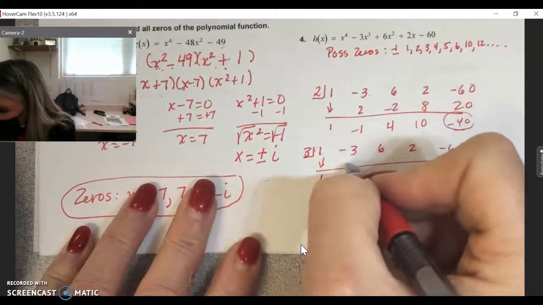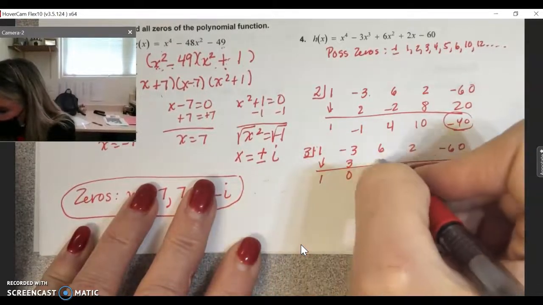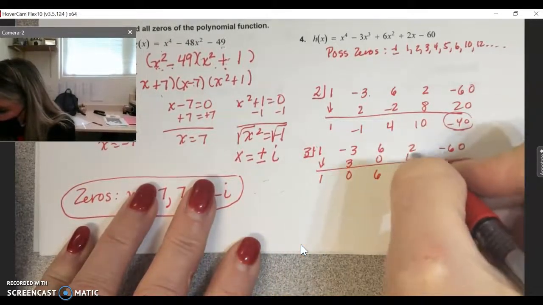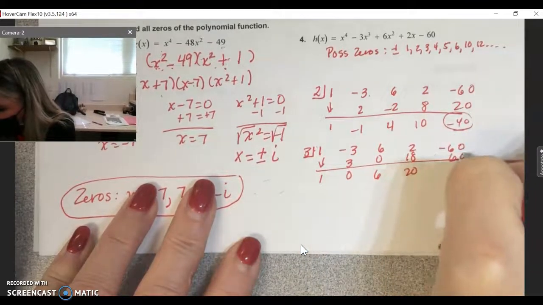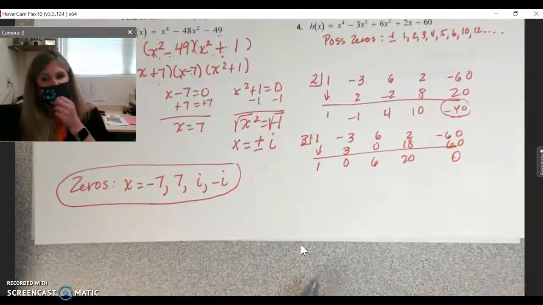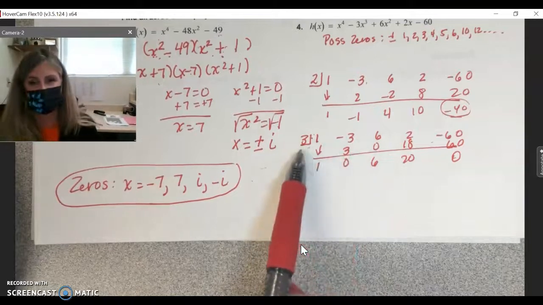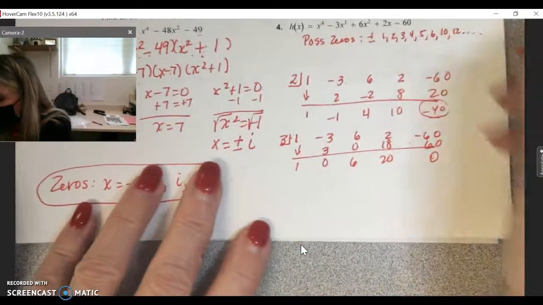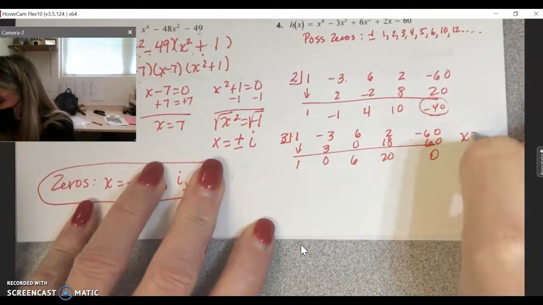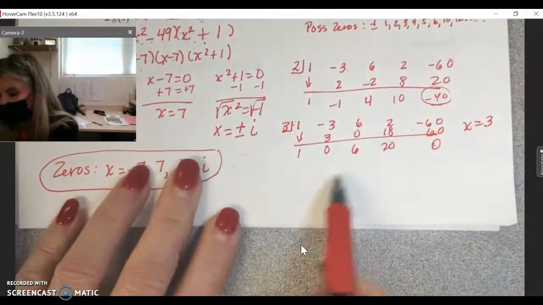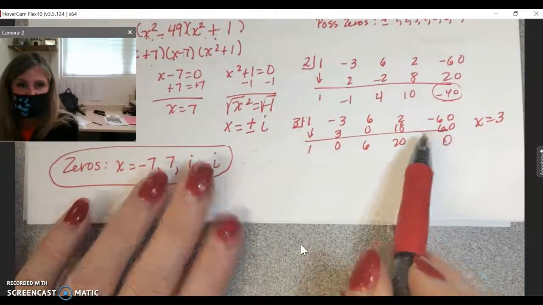And what we're going to look at here too is faster ways of doing this synthetic division. Ooh, yay. You guys see why I'm saying yay? Because that did work. So 3 is one of our zeros. How many zeros am I supposed to find? 4 of them. So I only have 1 of them.